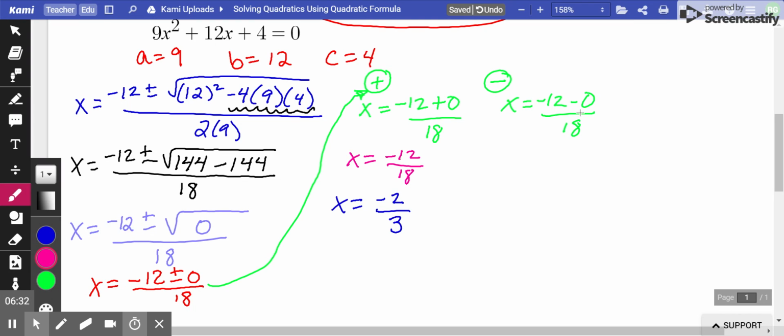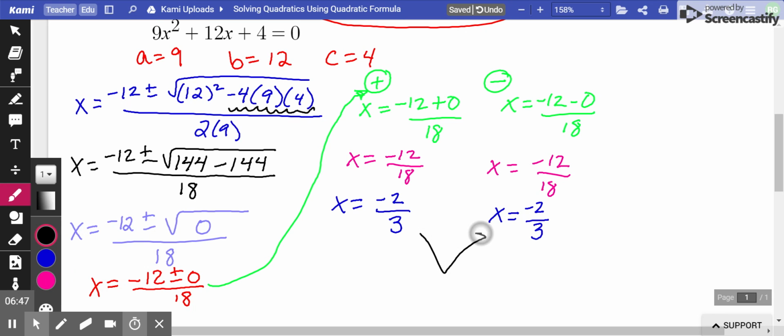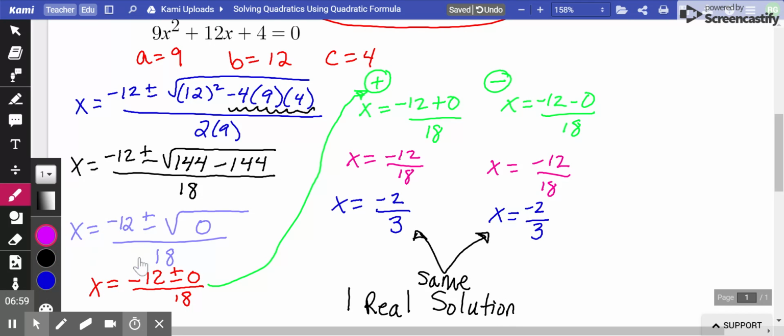Solving the negative case, negative 12 minus 0 is still negative 12. And negative 12 over 18, again, does not divide evenly, it just reduces. So here, both of our x's equal negative 2/3. Since these two answers are the same, we really only have one real solution, which means it only crosses the x-axis one time. Again, make sure you always check your answer. Since we only have one answer because they're the same, we're only going to have to check one time.